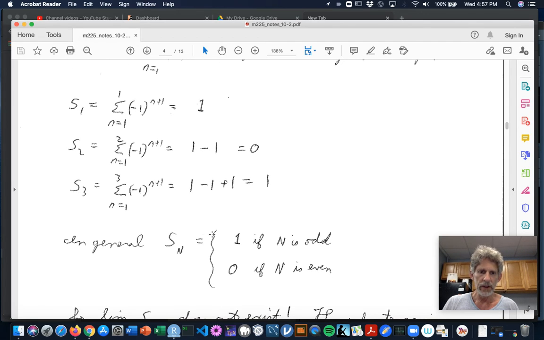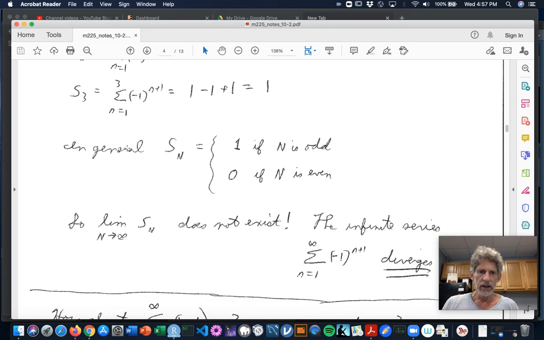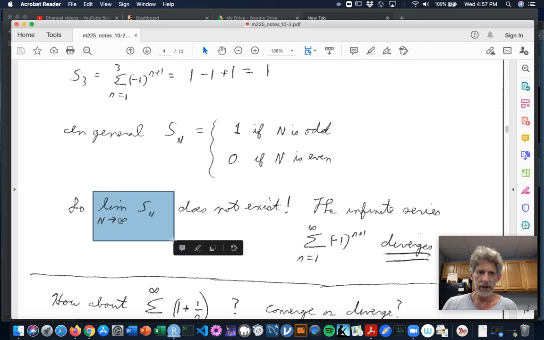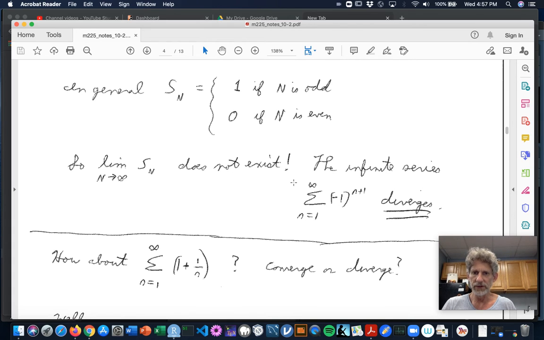In general, if capital N is odd, then S sub N is going to be a 1, like for the S3 here and the S1 here. But if capital N is even, then S sub N is going to be a 0, like you saw here for the S2. So the limit of S sub N, the limit of the partial sums, does not exist. This infinite series diverges.